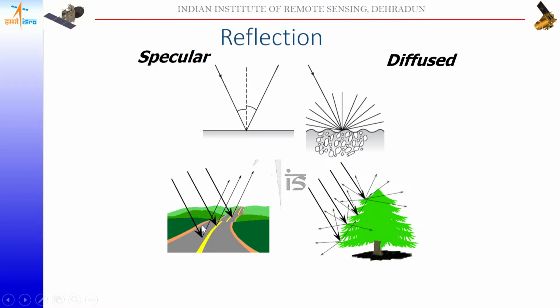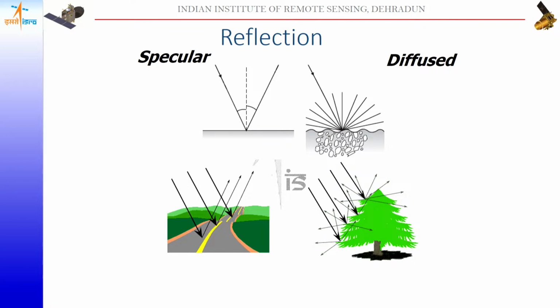As an example, for optical remote sensing, if you have a smooth road, the surface may behave as a specular reflector. Whereas if you look at a tree canopy, because the leaves are oriented in different directions, the light, if it is coming in one direction, may be reflected in different directions just because the orientation of leaves is different. So your targets can be smooth targets, or they can be rough targets. Your surface can be a smooth surface or a rough surface.